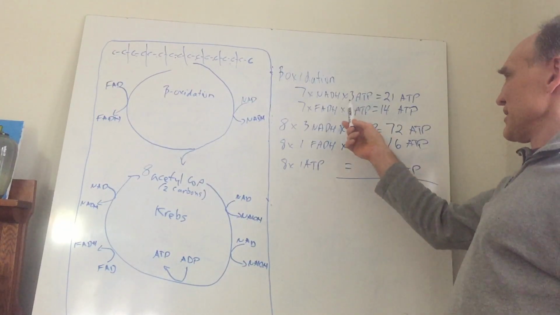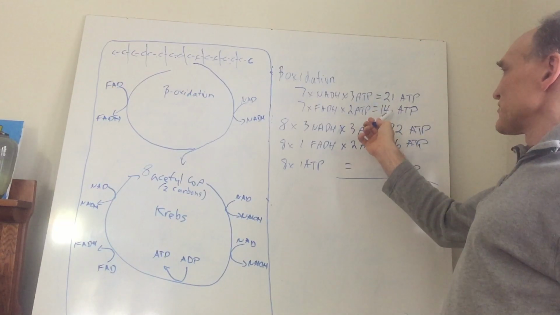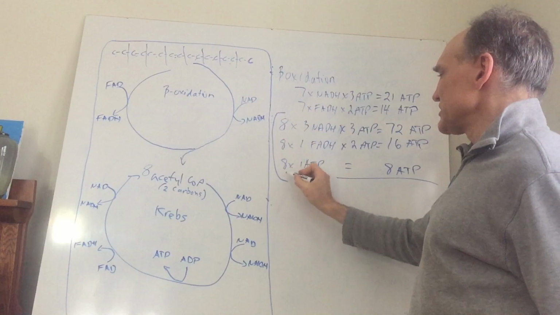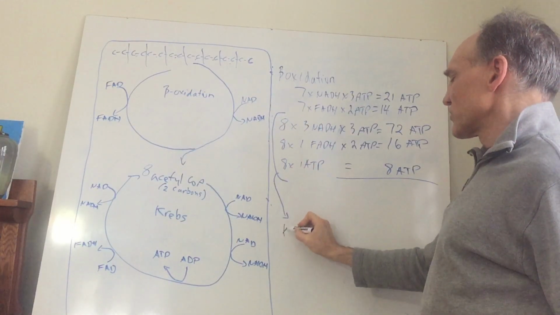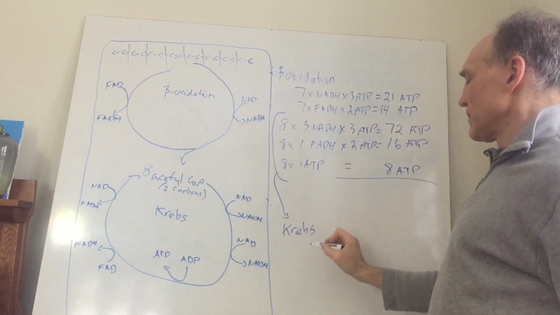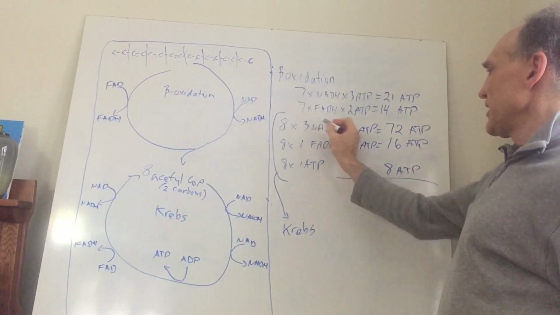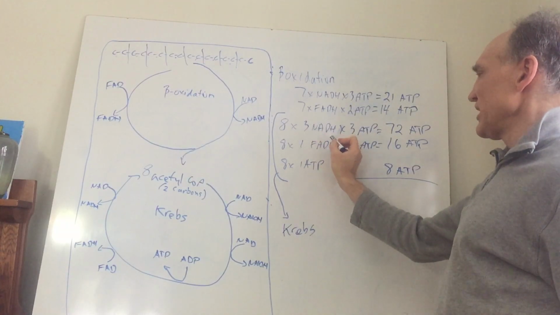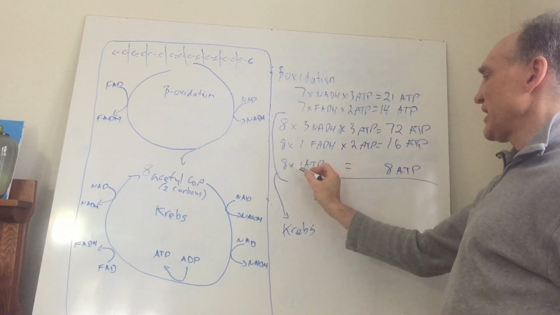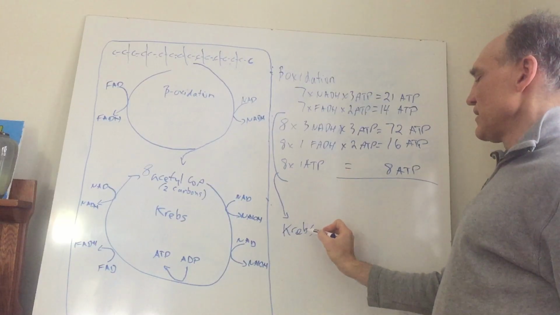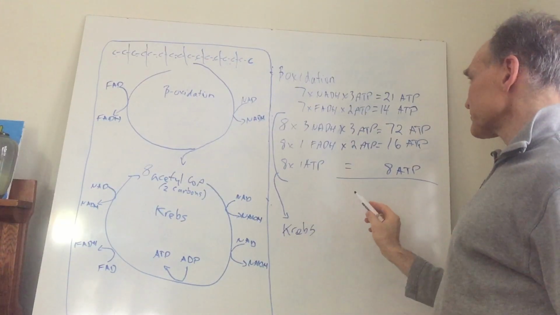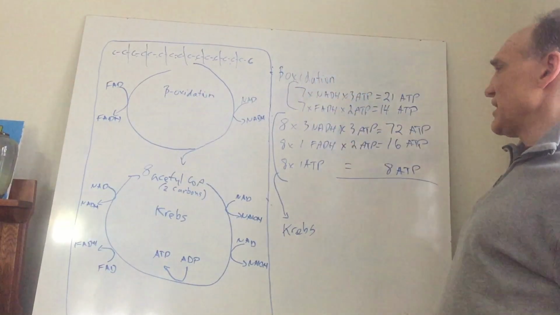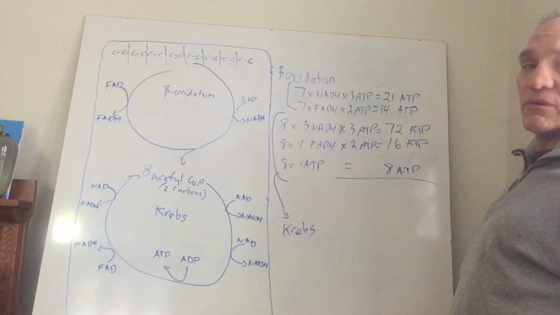Again, just to recap, 21 plus 14 from beta oxidation, and then all these steps here come from your Krebs cycle. So you get the 8 times 3 NADH, 8 times 1 FADH, and 8 times 1 ATP from the Krebs cycle. And then these top two here, the 7 NADH and the 7 FADH, come from your beta oxidation.